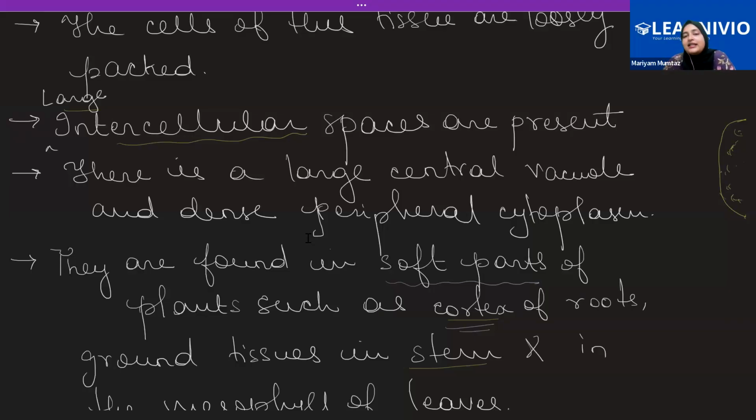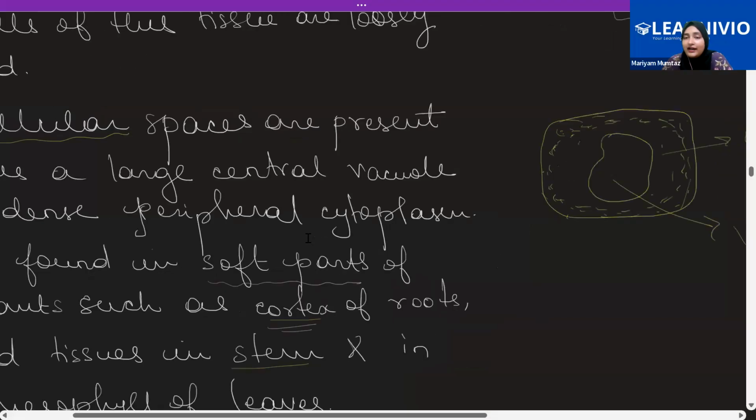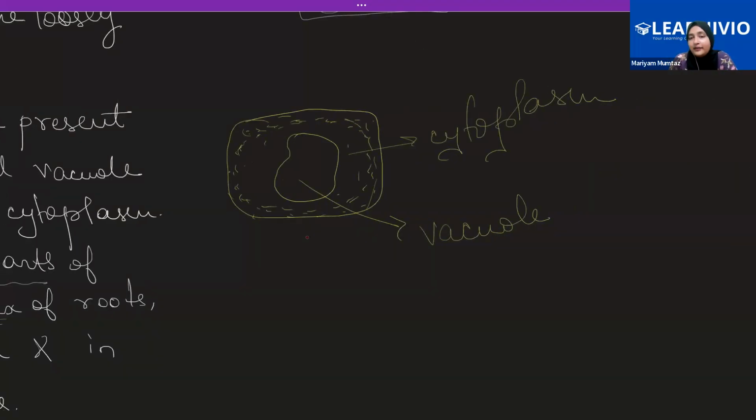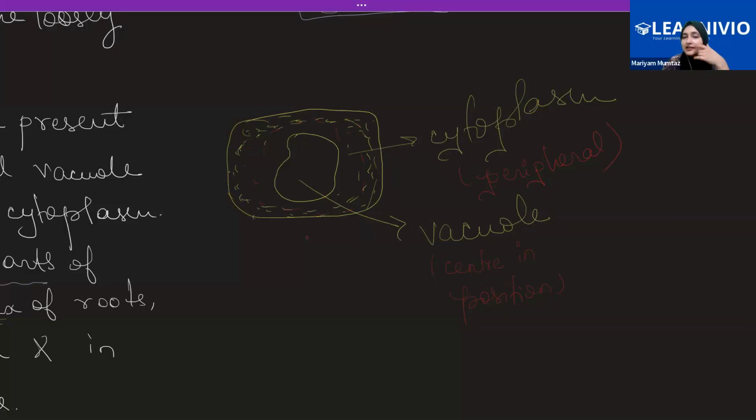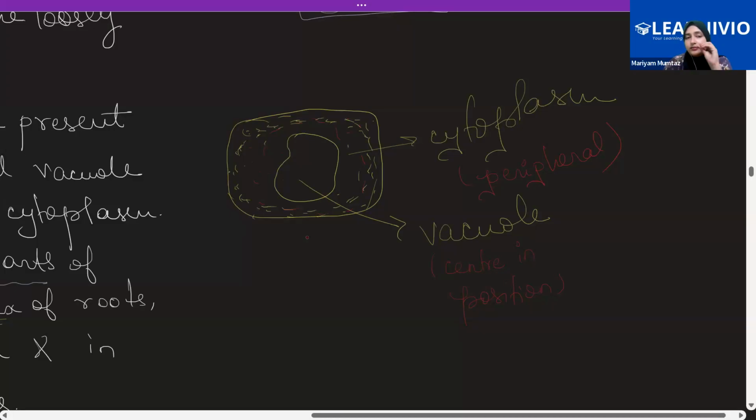Now the parenchyma has a large central vacuole. See, central means that it is center in position. Okay, it's present right in the center and it is huge. It takes up the whole volume of the cell, whereas the cytoplasm is present on the periphery. So we say that they have peripheral cytoplasm. Peripheral means that it is present at the periphery, and the vacuole is present in the middle, that is, center in position.